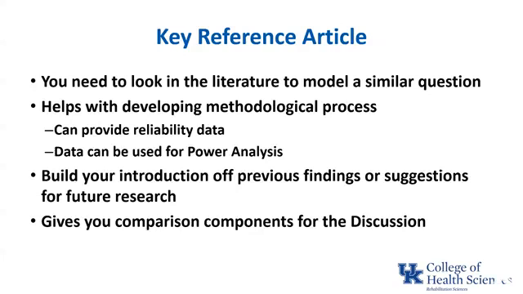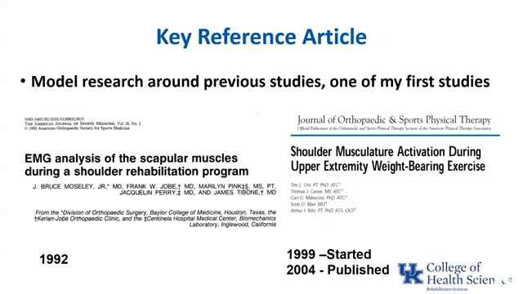Building your introduction off previous findings or off discussions of other papers that have identified deficits makes a lot of sense. That's another thing that a key reference article can do. So when you find a good article, maybe your research question can build from a previous one that they left out a certain population or didn't address a certain component.